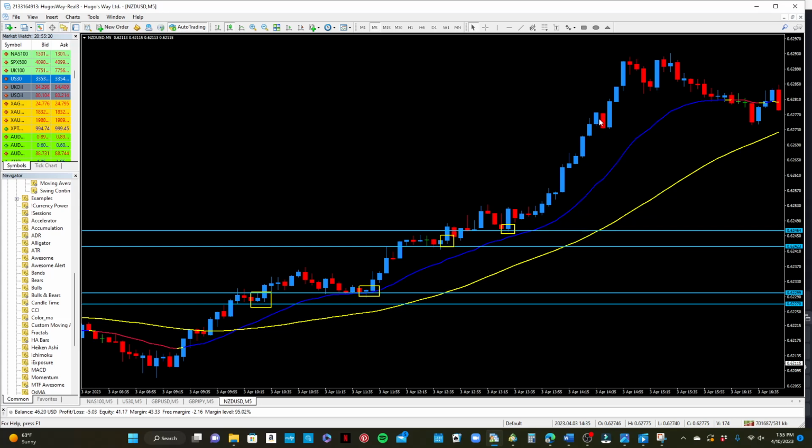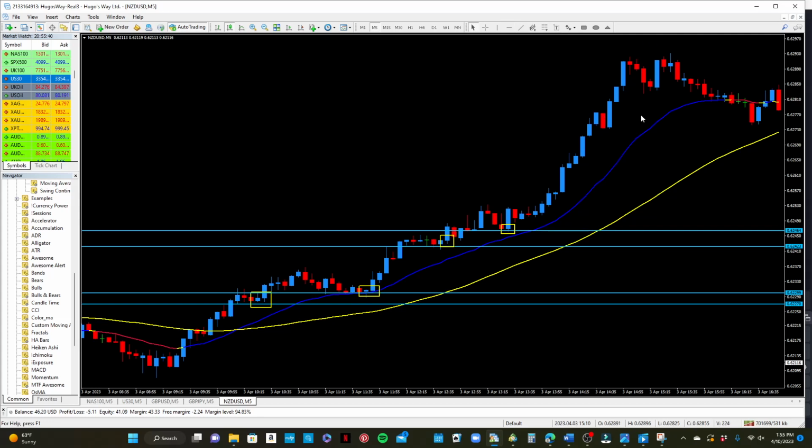it's not enough for me to get out. It's just one candle. It's not like you see this pullback here, the consolidation pullback. It's not enough. I'm going to ride this thing all the way up. Now that I'm going to ride this all the way up here, it's time for me to take my profit.